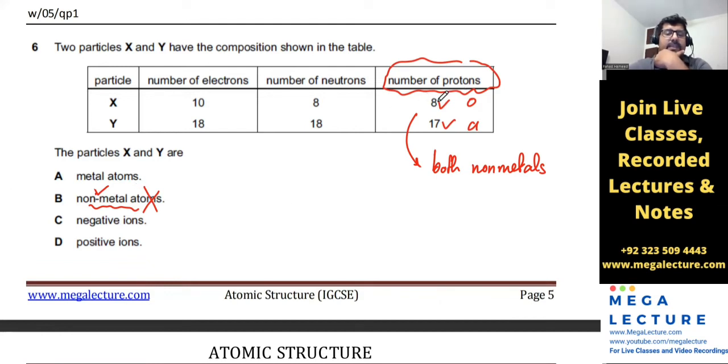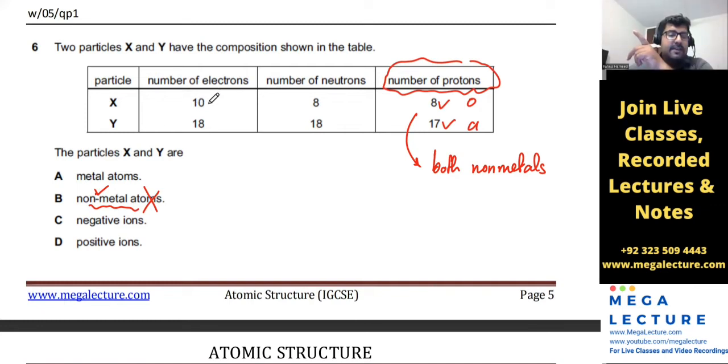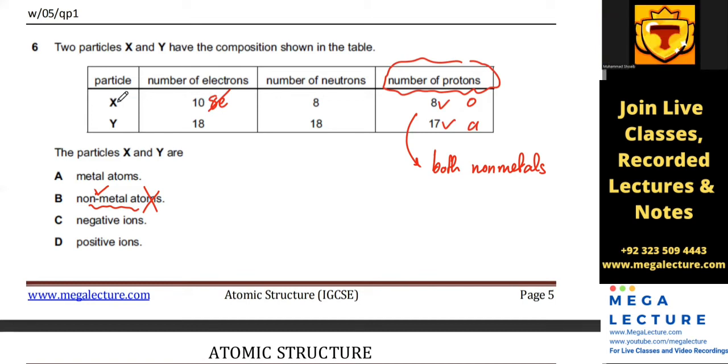Because if they were atoms, the electrons should have been how many? 8 electrons, right? But you've got 10 electrons. So what is the charge on this thing? It should have 8 electrons, but it doesn't. Instead, it has 10 electrons. So what is the charge on X? -2. Okay, so it's got a -2 charge.